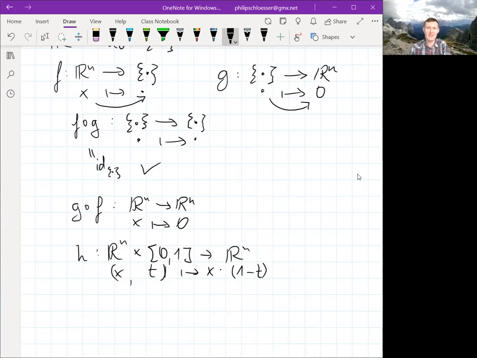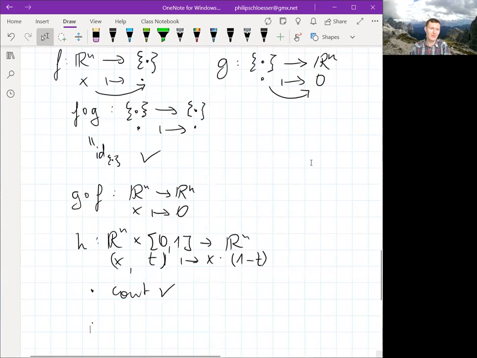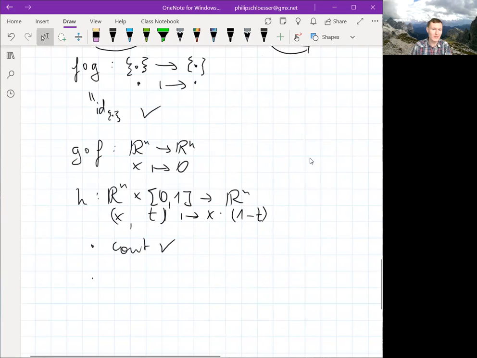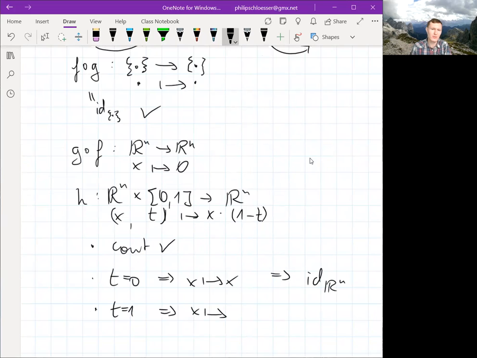So what are the three axioms? It should be continuous. Yeah, I think so. Secondly, if we restrict it to t equals 0, then we should have one of the two maps, namely x maps to x. So we have the identity on R^n. And for t equal to 1, we have x is mapped to x times 1 minus 1, so to 0. So that is equal to g after f.